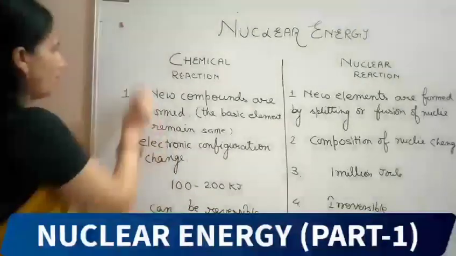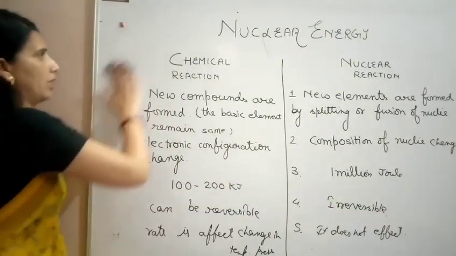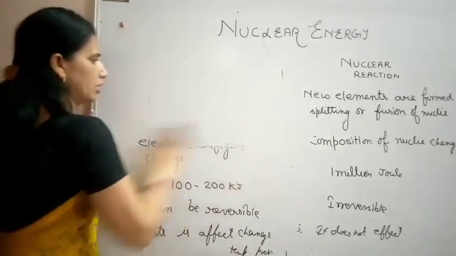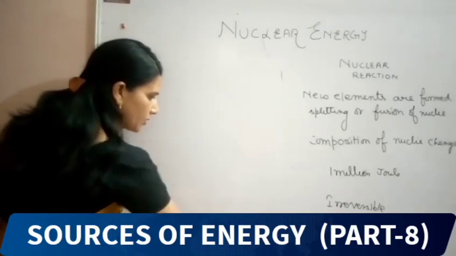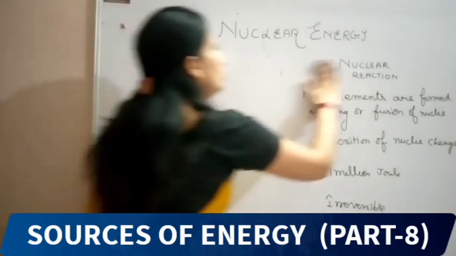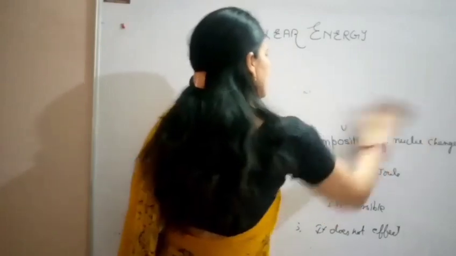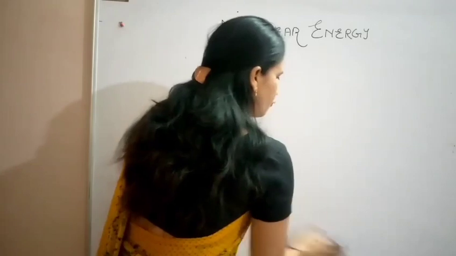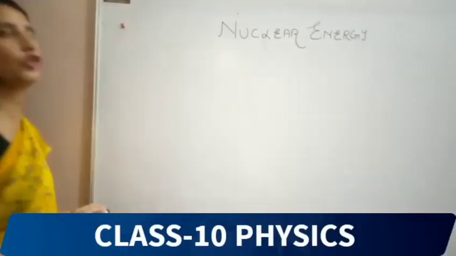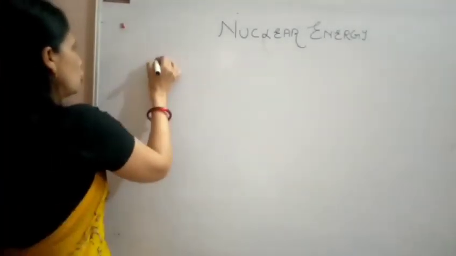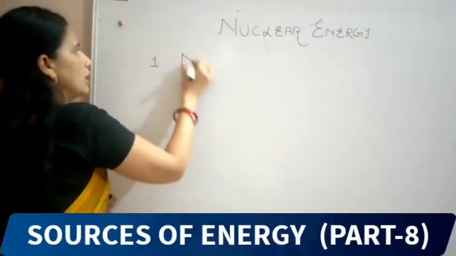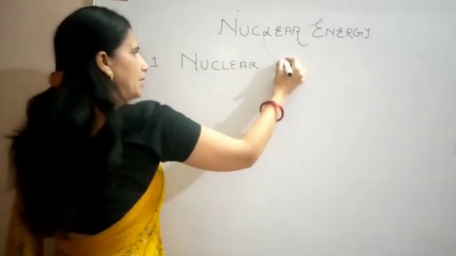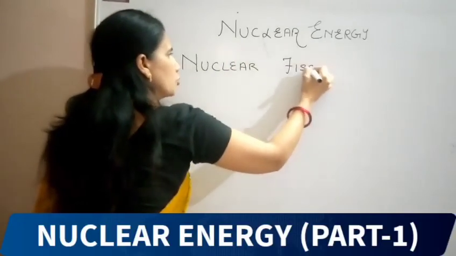Now let's see how many types of nuclear reactions there are. So kids, nuclear reactions are basically of two types. First is nuclear fission and the other one is nuclear fusion. So what is nuclear fission and what is nuclear fusion?